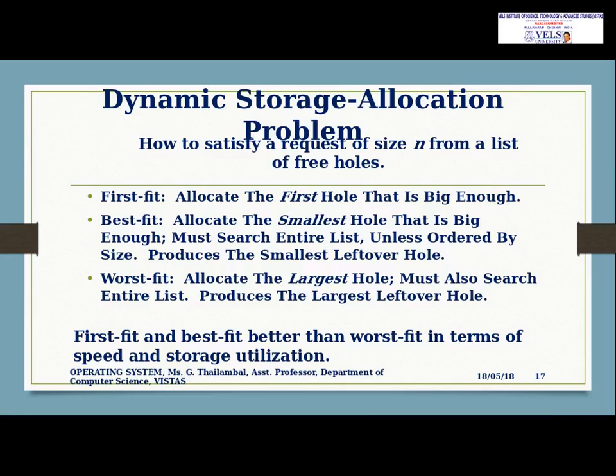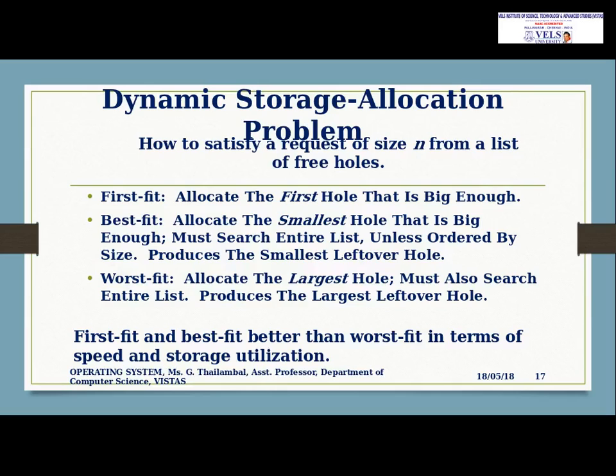So which one is best? If you analyze, first fit and best fit are best. The other, that is worst fit, is not okay all the time, because I have 10 processes now, each one needing 10,000. I cannot search for the biggest hole in the list of memory spaces every time.